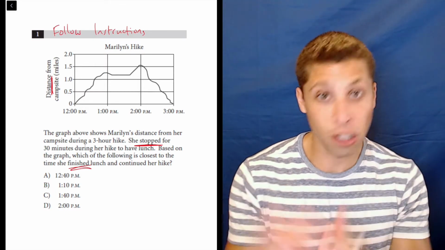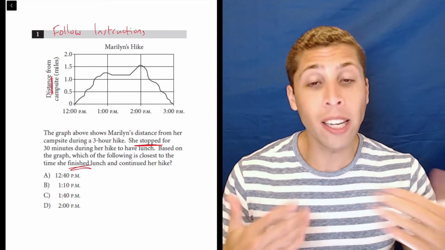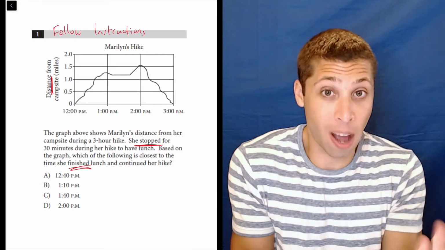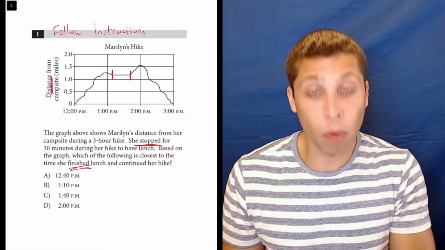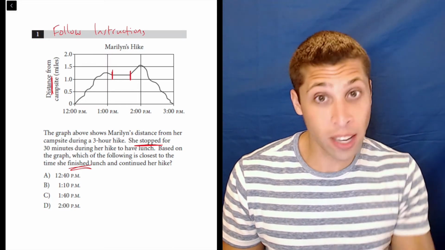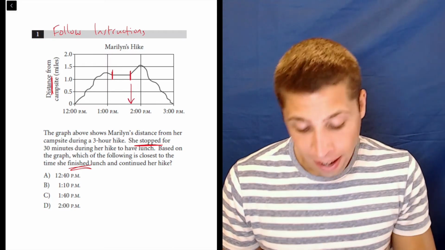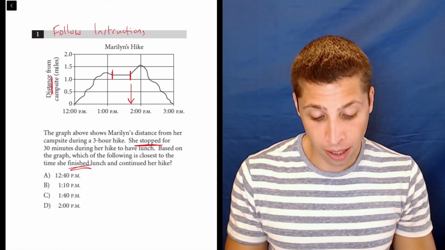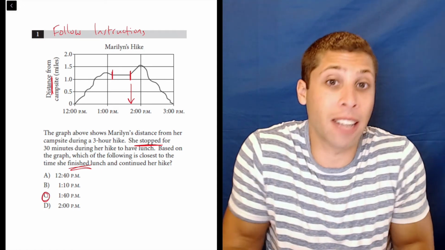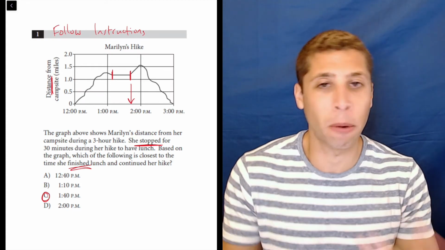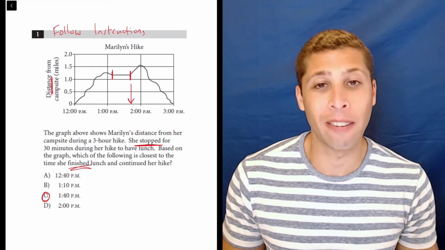So if she stopped, then there's no change in her distance, right? She's just not moving. So the lunch period has to happen here. And so we want to know when she's finishing lunch, so that's at the end, and that's a little bit before 2 o'clock, so looks like 1:40. And that's the answer. So, it's an estimation, but because there's a limited number of answer choices, that's the only thing that even makes sense.